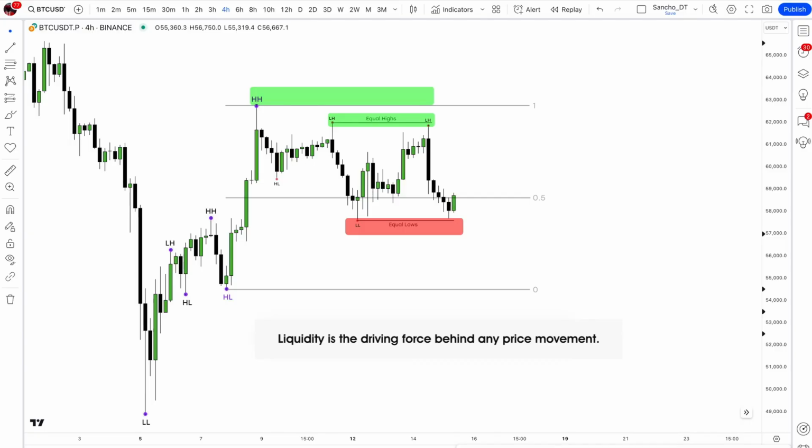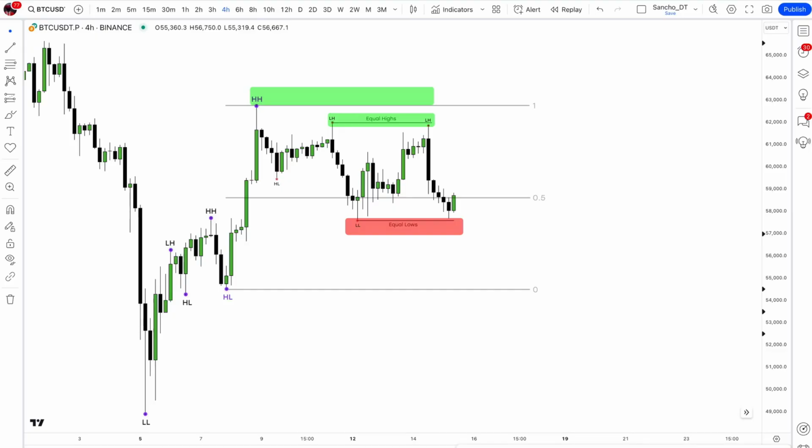Liquidity is the driving force behind any market movement. The market moves cyclically, transitioning from one liquidity zone to another, creating patterns observed in all markets and timeframes. To better understand this dynamic, it's crucial to study the concept of internal and external liquidity. This will provide a clear understanding of how and why price moves. Understanding these processes is key to stable and profitable trading.